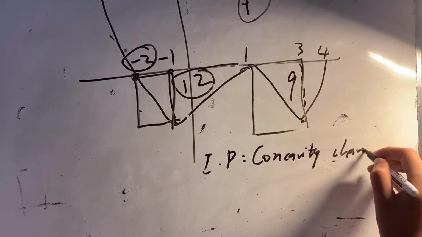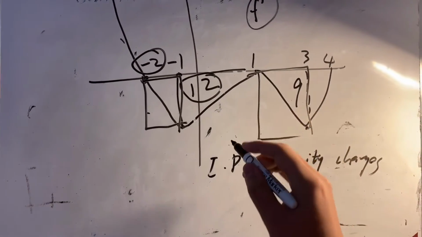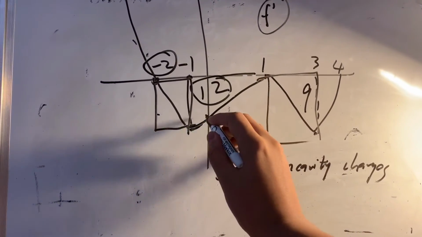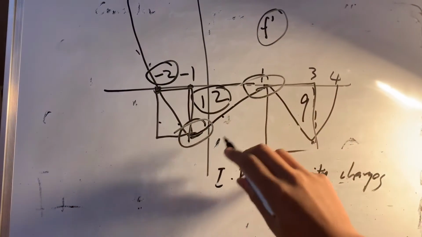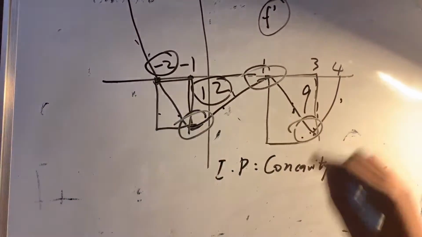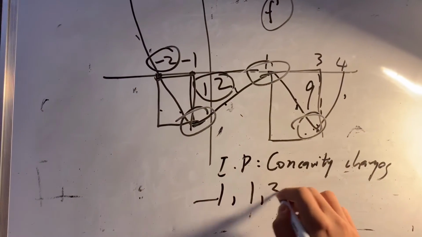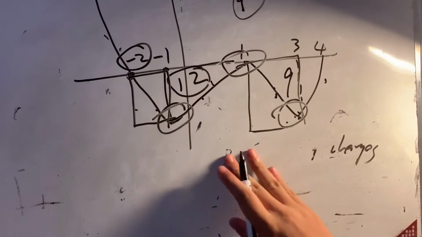So let's see. This is a concavity point. Down, up. This is a concavity point. Up, down. This is a concavity point. Down, up. So the 3 points of inflection are -1, 1, and 3.